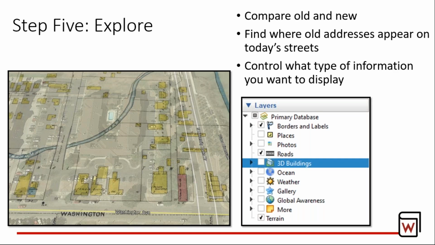And you can choose what information shows up on your layers. So you may want the name of roads to appear, or you may not. You may want the buildings to appear in 3D, or you may not. You really have a lot of options, and you can just turn them on and off easily by checking the boxes in the layers tool.